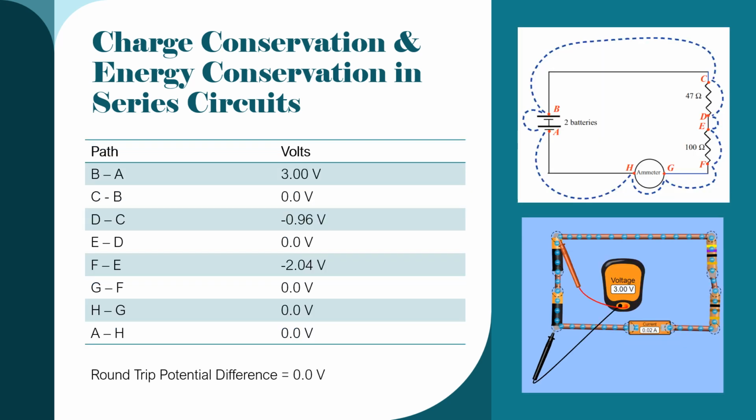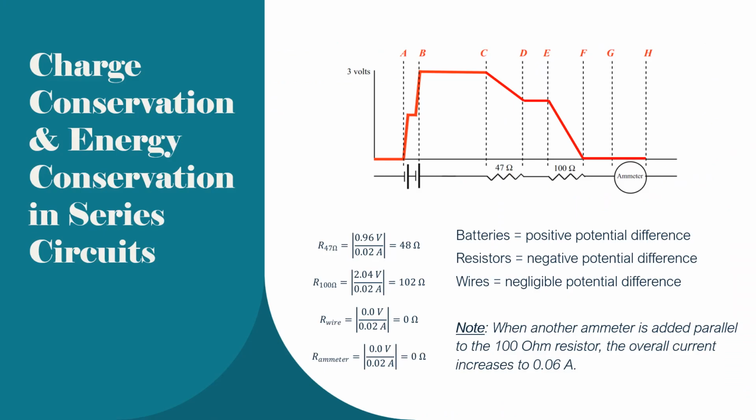Here is another experimentation. We have the potential difference of the path from A to B, and then we have B to C, D to C, and so on. The calculations all add up to 0, which is the round trip potential difference, 0 volts. This is further illustrated on the graph above with the red line.